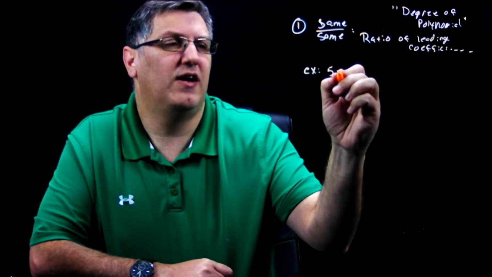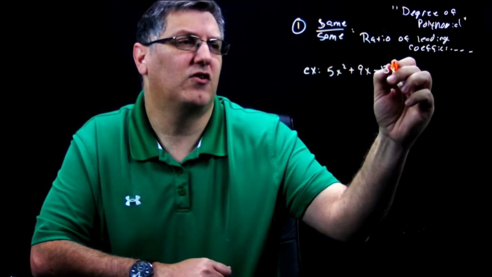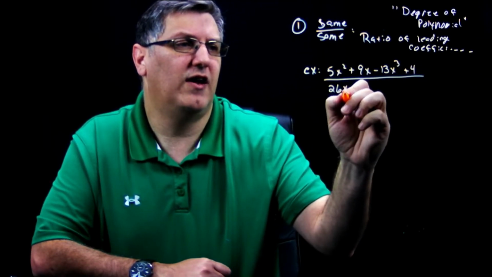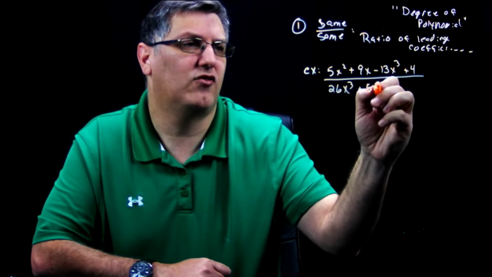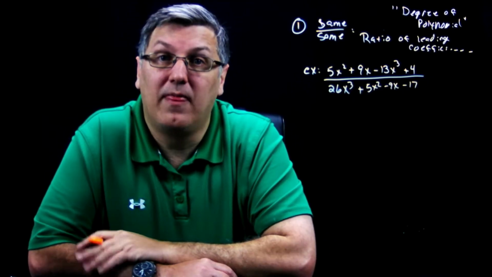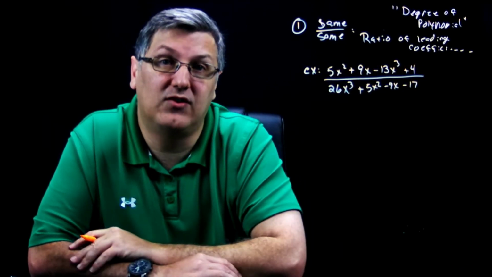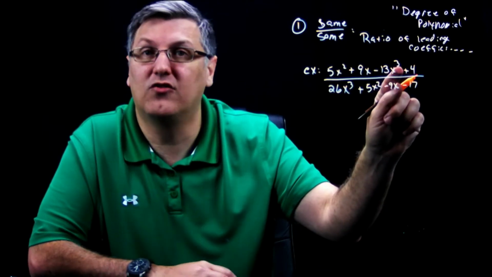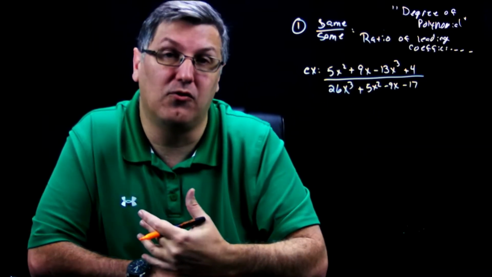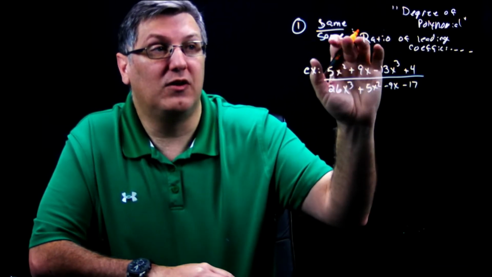Let's do 5x squared plus 9x minus 13x cubed plus 4 over 26x cubed plus 5x squared minus x minus 17. All right. So we're going to look and figure out the degrees. So I'm going to look at the top and I'm going to look for my highest exponent. My highest exponent is 3 right here. So this is a polynomial of degree 3. On the bottom, my highest exponent is a 3. So that's also a polynomial of a degree 3. So in this case, they're going to be the same. My degrees are the same.